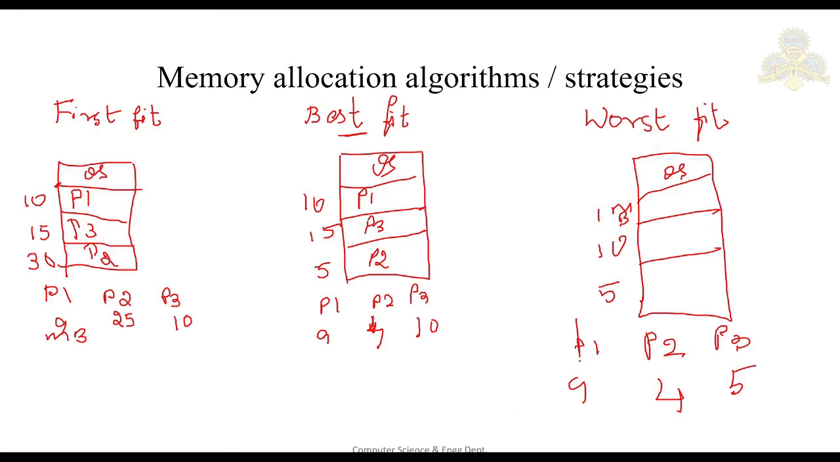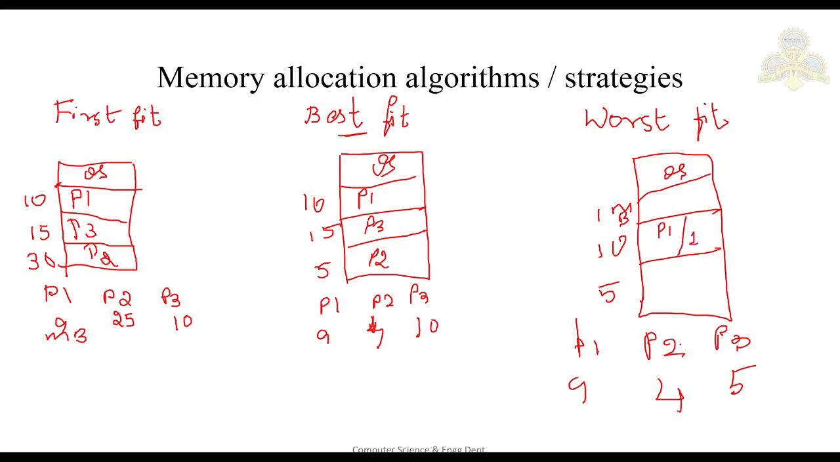First consider process P1, which requires 9 MB, right? Can you keep 9 MB in 1 MB or 5 MB? No, right? First, your system scans all the available holes in the main memory. So your P1 can be kept only in this hole, which is the largest, right? So keep P1 here. How much memory is wasted? 1 MB is wasted here.